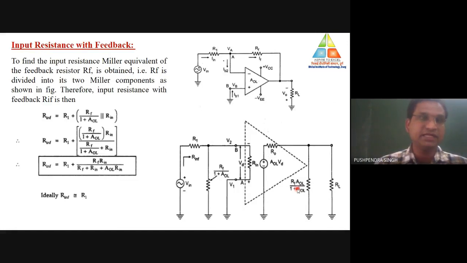Then the second parameter is input resistance with feedback. Whenever we are going to calculate the input resistance, we need to replace the circuit with the help of Miller's theorem.